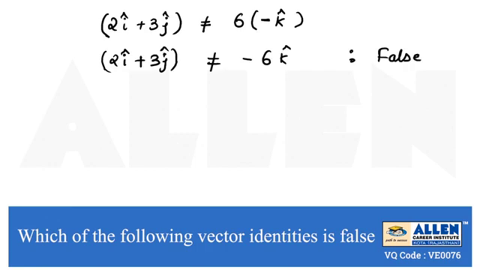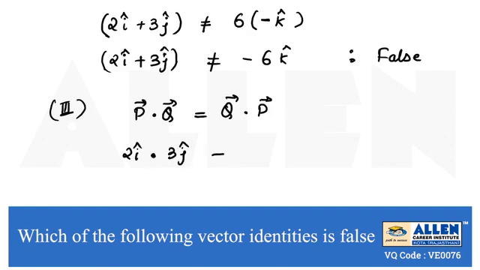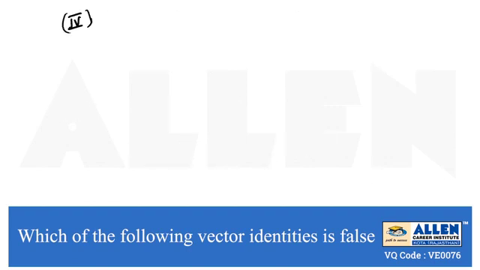Now we will check the third statement which is given p dot q is equal to q dot p. So we can write p dot q means 2i cap dot 3j cap is equal to 3j cap dot 2i cap. On solving this one we will get 0 on the left hand side and 0 on the right hand side, means this statement is true. Now move on to the next statement that is given as p vector cross q vector is not equal to q vector cross p vector.